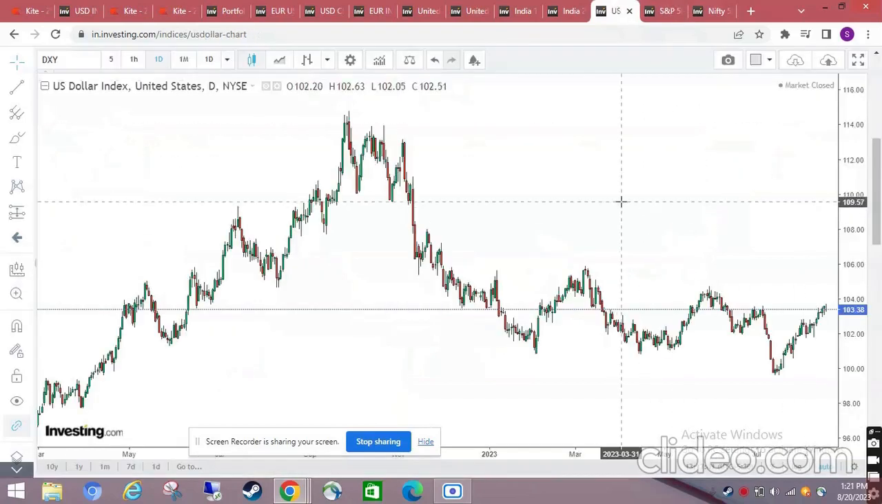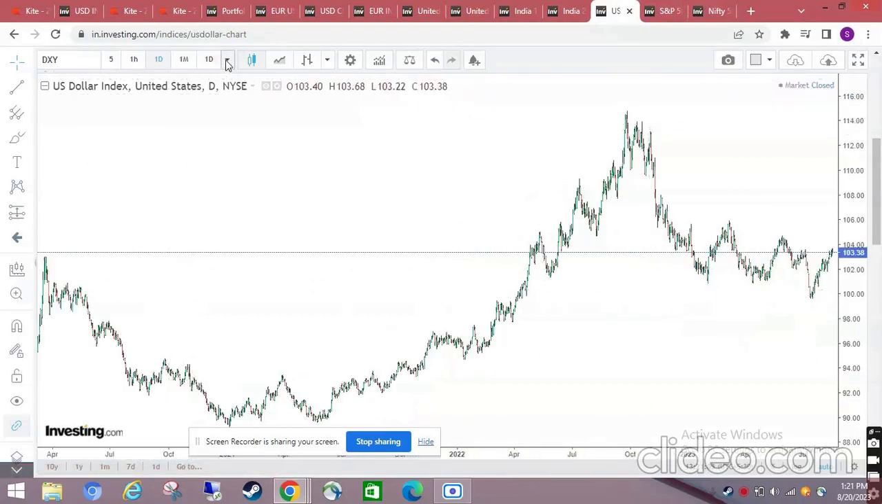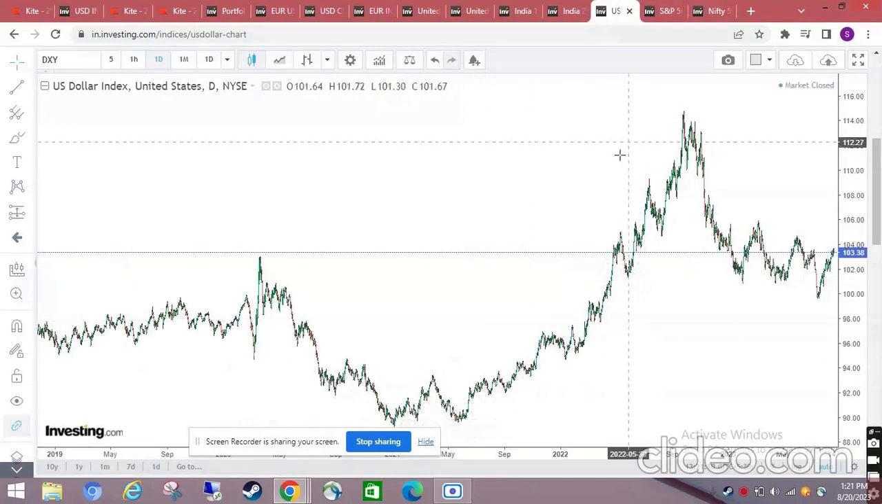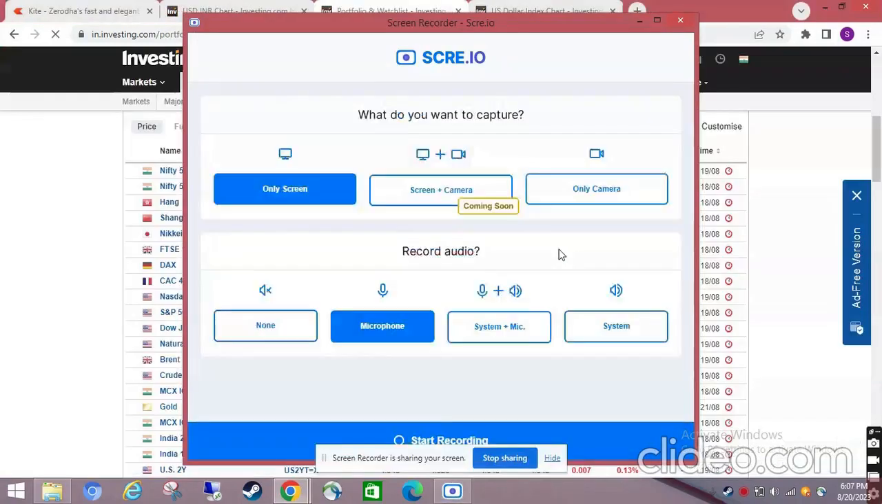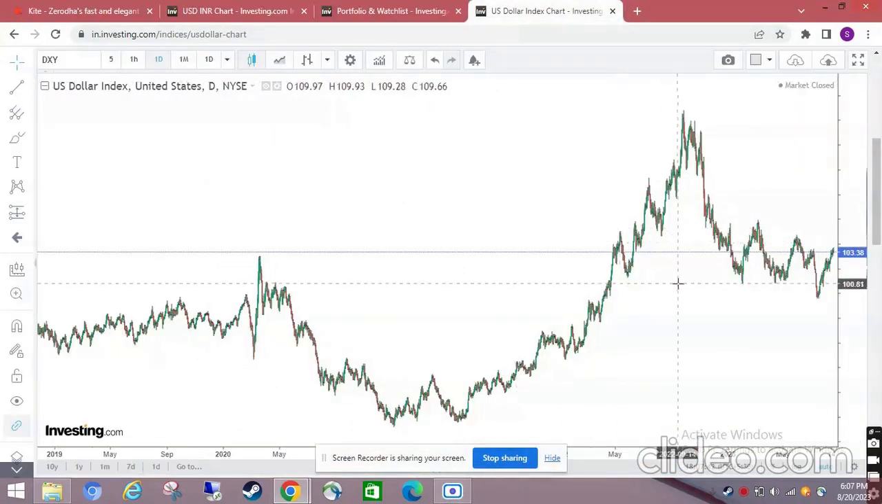So let's see. Okay, this is the chart for the dollar index. If you have seen, the dollar has been on a rise for quite a while. So traders, we are discussing the dollar index.